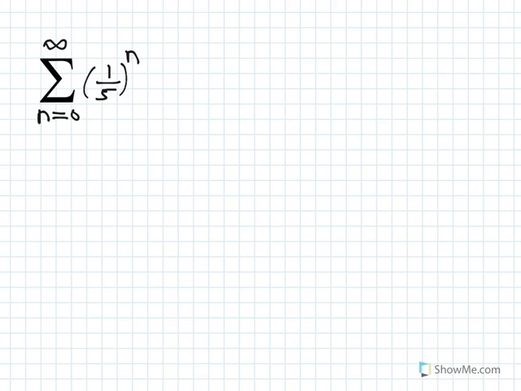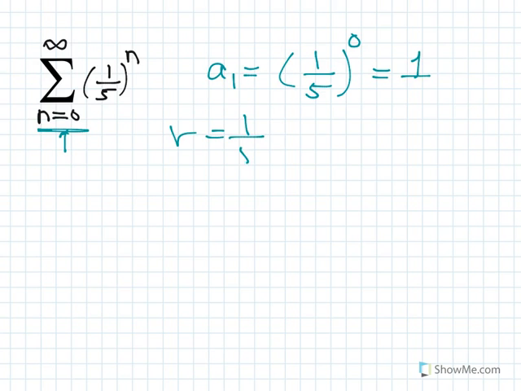I have the summation from n equals 0 to infinity of 1 over 5 to the power n. As you can see, the first term, a1, is 1 over 5 to the power n, and n starts from 0, so that's going to be to the power 0. So the first term becomes 1, and r is 1 over 5. As you see, 1 over 5 lies between -1 and 1, so that's okay. And after you know that, you can always find the sum.